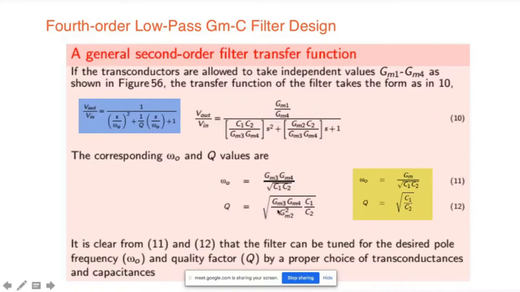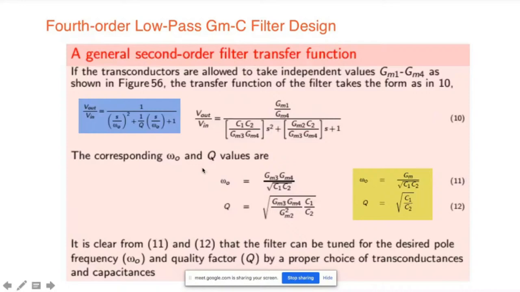So it is important to note that omega naught now depends on GM3 and GM4. Q also depends on GM3 and GM4, but Q depends mainly on GM2, whereas GM2 is not coming in the parameter of omega naught. So I can vary my GM2 and vary the Q here, and that doesn't go into effect on omega naught. That means independently I can vary with respect to GM2 what is my Q. So that is basically tuning of Q by varying GM2. And with GM3, GM4, I can vary my omega naught, that is, the frequency of the filter. So accordingly, I can have a proper choice of omega naught and Q.